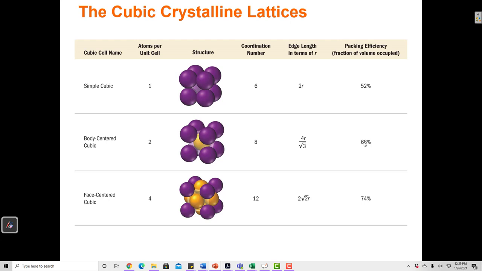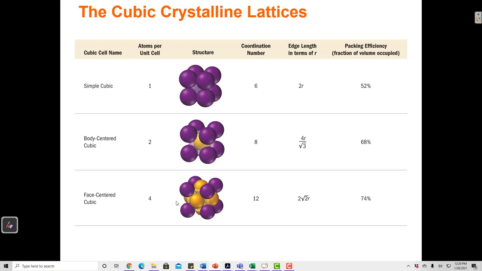Packing efficiency in this type of solid is 68%, so more efficient than this. That atom in the middle takes up a lot of that empty space. So now 68% of this volume is matter, and 32% is open empty space.